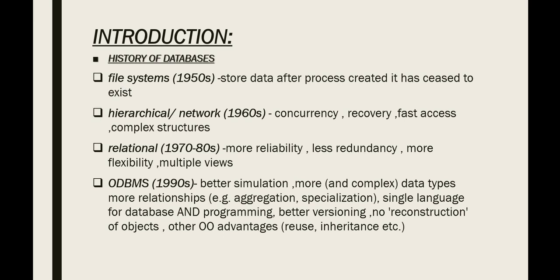First, we shall see the introduction, that is the history of databases. First, we have the file system, which stores data after process has been created, but then it has ceased to exist. Next type of database, we have the hierarchical or the network system. The characteristics being concurrency, recovery, fast access, and complex structures.